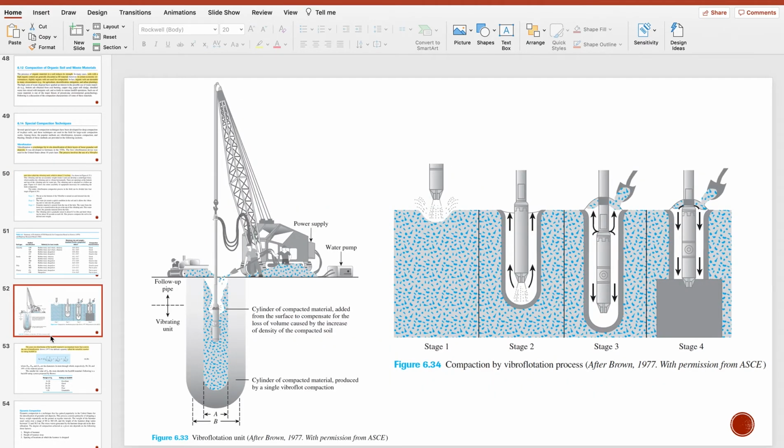So ito yon. So this is your vibrofloat. So yan. Stage 1, papunta siya sa desired depth natin.